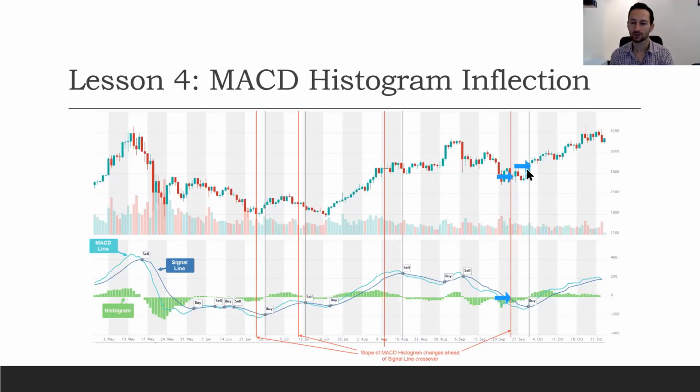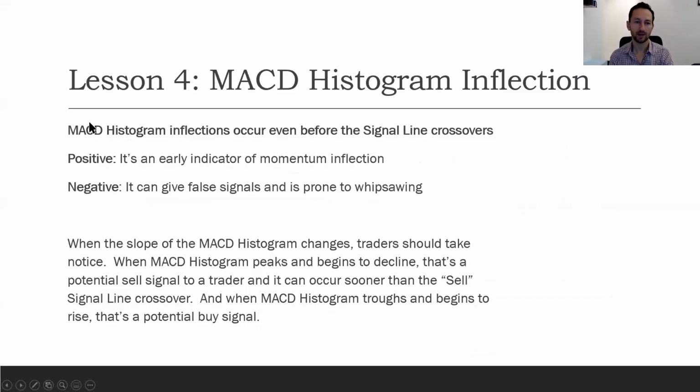Now, of course, the downside of using the histogram, because it's so early, is that it can also give you a lot of false warnings. Or getting back to this slide here, MACD histogram inflections occur even before the signal line crossover. So it can give you an early entry or an earlier exit. So that's the positive. It is an early indicator of momentum inflection. But the negative is that it can give you lots of false signals and can lead to some whipsawing or maybe exiting the trade too early, entering the trade too early.